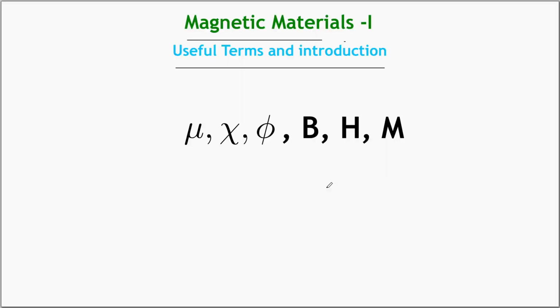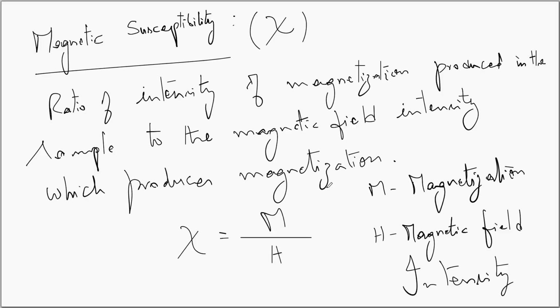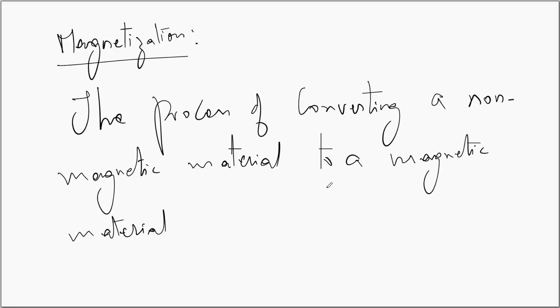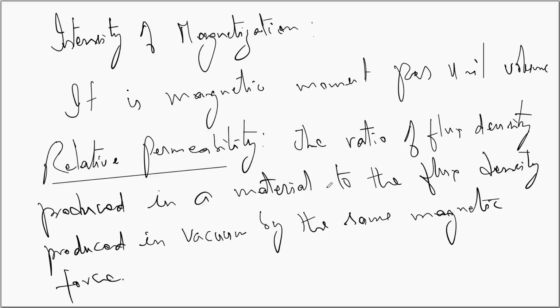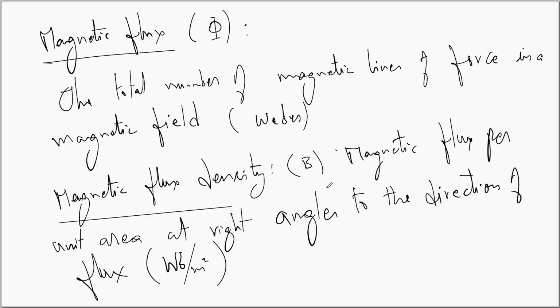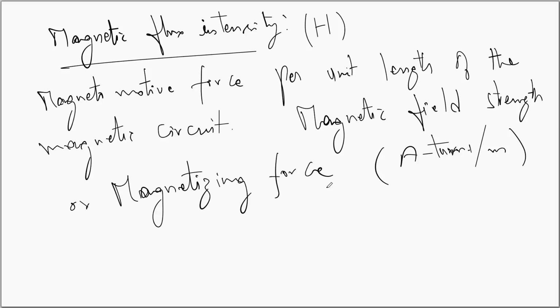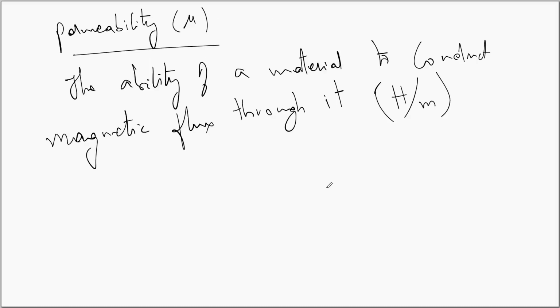In this video, we have tried to understand certain useful terms and an introduction to magnetic materials. Magnetic susceptibility, chi, is defined as the ratio of intensity of magnetization produced in the sample to the magnetic field intensity which produces the magnetization. So chi is equal to M upon H, where M is magnetization and H is magnetic field intensity. Magnetization is the process of converting a non-magnetic material to a magnetic material. We have also seen the intensity of magnetization, the relative permeability, magnetic flux density, magnetic flux intensity, and permeability.